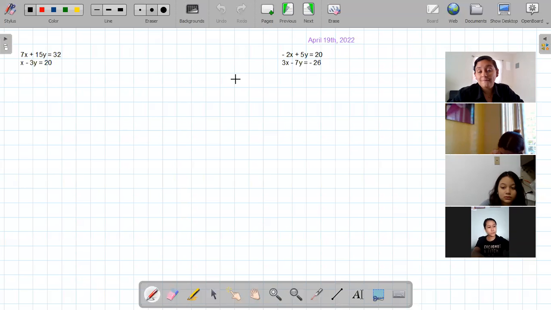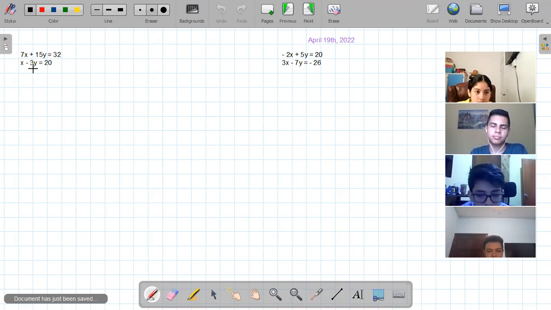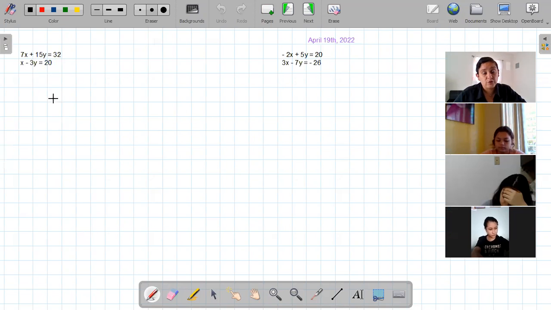Y, because one is positive and the other is negative. Very good, Daniel. So we usually pick the one that already has different signs. So we're going to eliminate the variable y. We need them to have exactly the same coefficient. One has a 15 and the other one has a 3. Which equation should I multiply by what number? Or should I multiply both equations by 2 different numbers to make it the same coefficient?